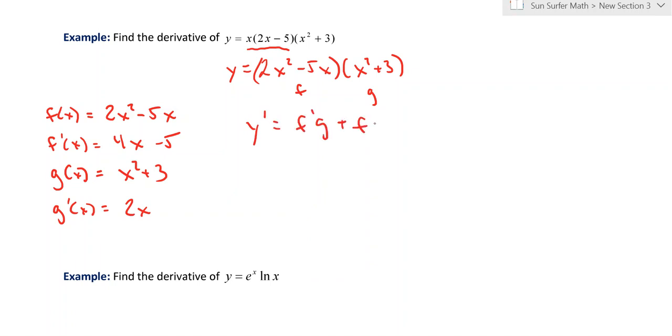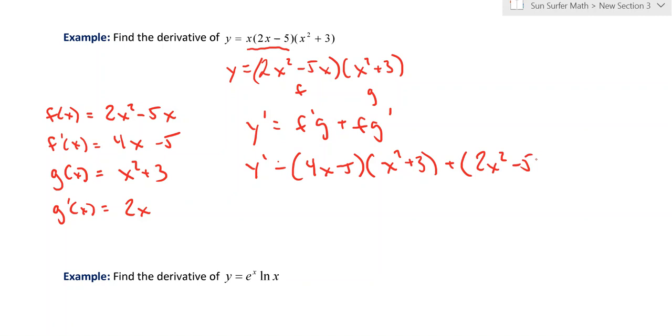And then putting it together in the derivative formula, y prime is f prime g plus f g prime. So we have f prime is 4x minus 5 times g, which is x squared plus 3, plus we want f, which is 2x squared minus 5x times g prime, which is 2x. And there is the derivative. All we need to do is simplify it.